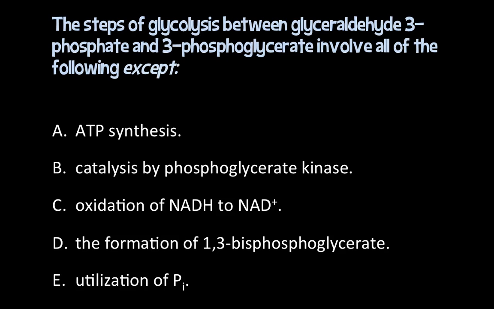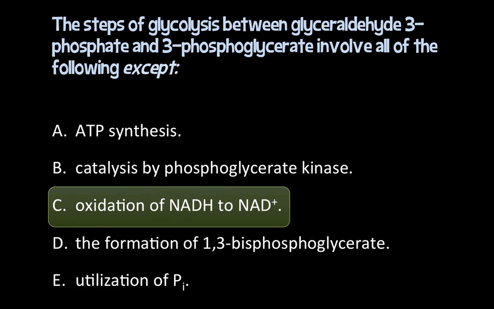The steps of glycolysis between glyceraldehyde 3-phosphate and 3-phosphoglycerate involve all of the following except, right? So it means that 4 of them are correct. Let me rephrase that. 4 of these options occur between glyceraldehyde 3-phosphate and 3-phosphoglycerate, but 1 of them doesn't. So which one is it? The answer here is oxidation of NADH to NAD+.